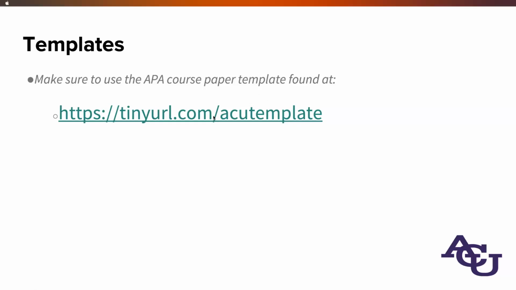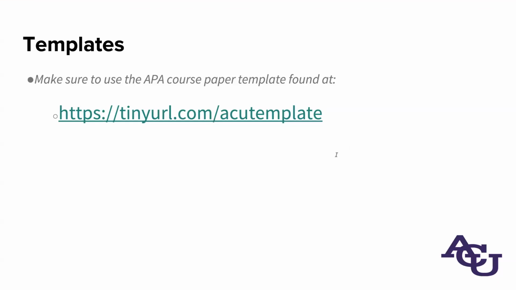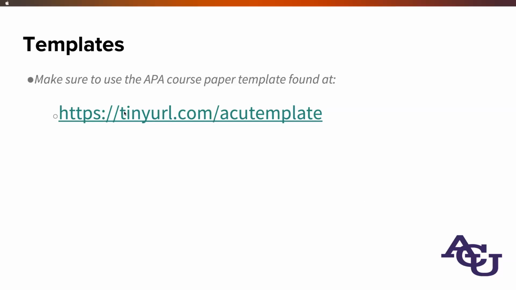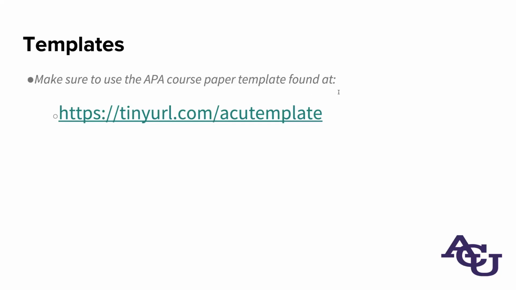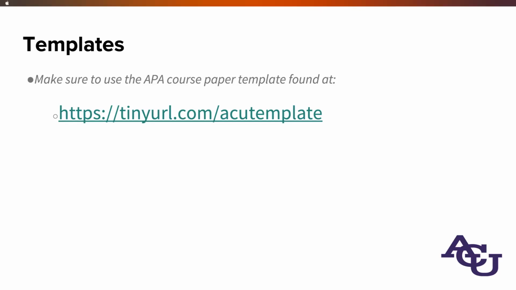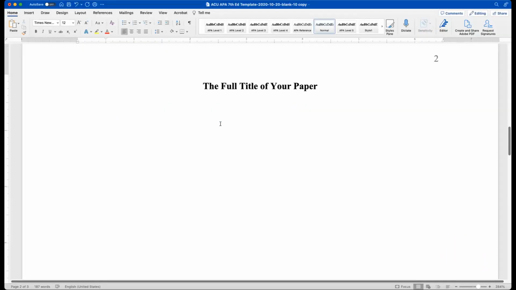So if you don't have a copy of our APA course paper template, I'd recommend grabbing one now. We're going to dive in and do something analogous to this, but not the specific assignment, because of course, every student needs to write their own paper with their own ideas here. So let me go ahead and share my screen. You should now see my screen in Microsoft Word.